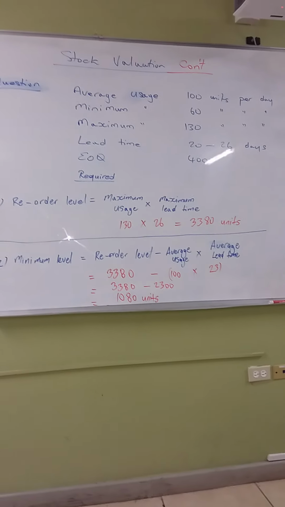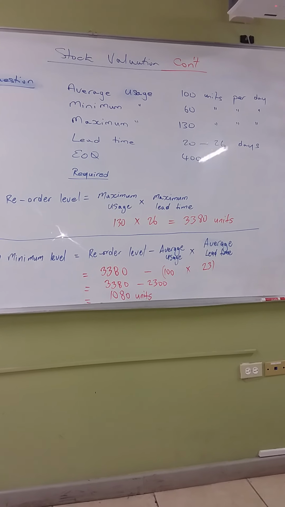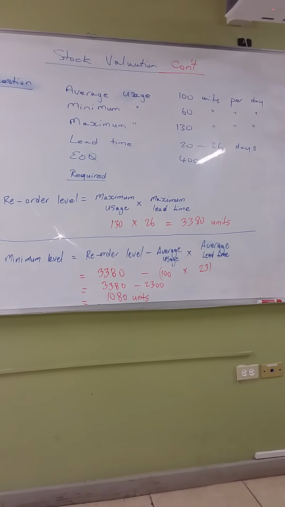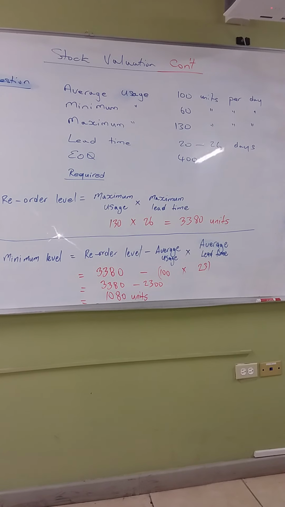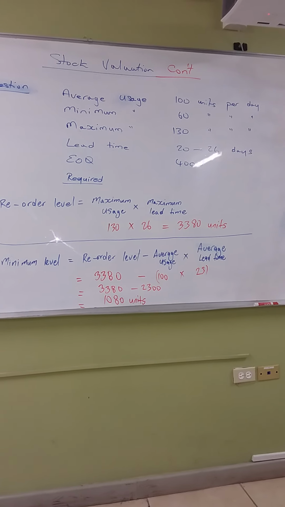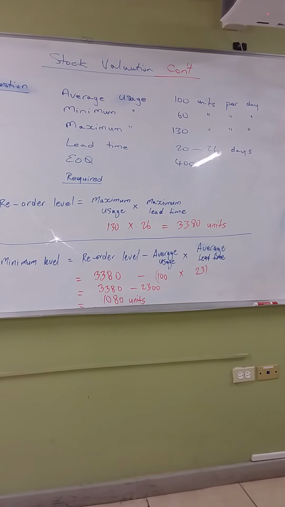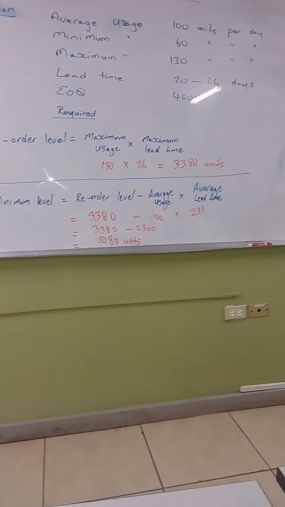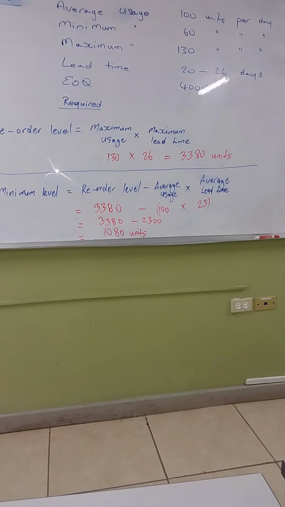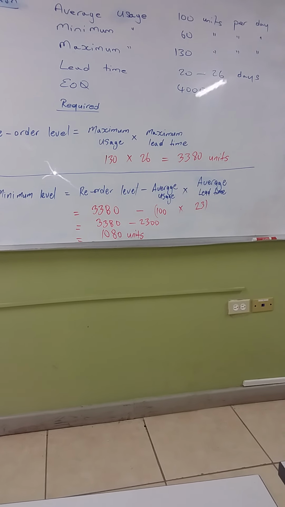Now look at the lead time. The lead time was what? It can take anywhere from 20 to 26 days. So if you want to know the average lead time, 20 plus 26 would have given you what? 46. Now when I divide the 46 by 2 to get the average, 2 into 46 would have given you what? 23. Right, so that is how you get that 23 for your average lead time.